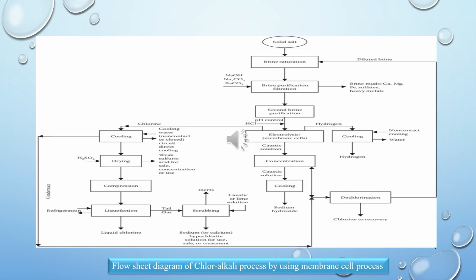Dear students, till now we have discussed three processes by which you can prepare sodium hydroxide. The first one was the mercury cell process, the second one was the diaphragm cell process, and the third one was the membrane cell process.